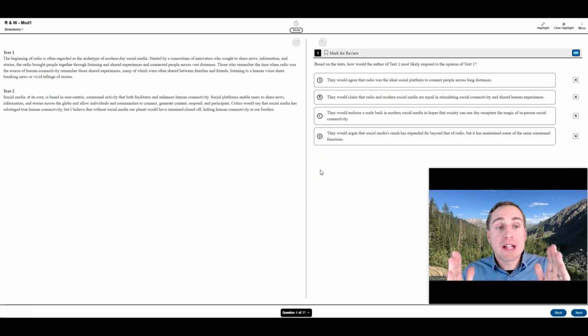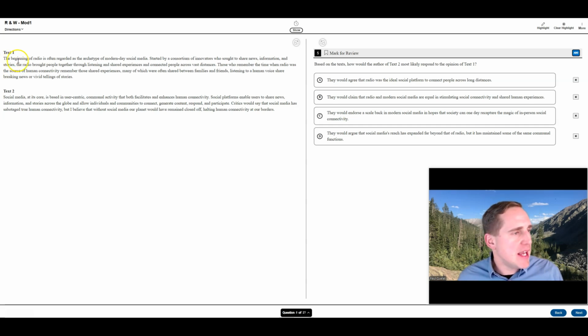Okay, so now we're going to take a look at two different texts, text 1 and text 2. Based on these texts, how would the author of text 2 most likely respond to the opinion of text 1? So we're going to compare text 1 and 2. Are they going to agree, claim something, endorse something, or argue something? Okay, let's get into this.